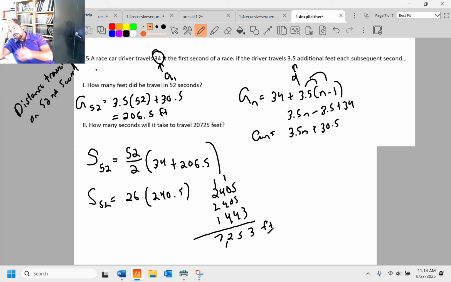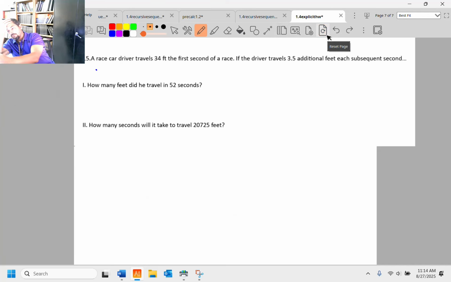How many seconds will it take to travel 20,725 feet? So what we have here is a sum. And the question is how many seconds? So let's write down our summation formula. It's n over 2 times the first term plus the last term.